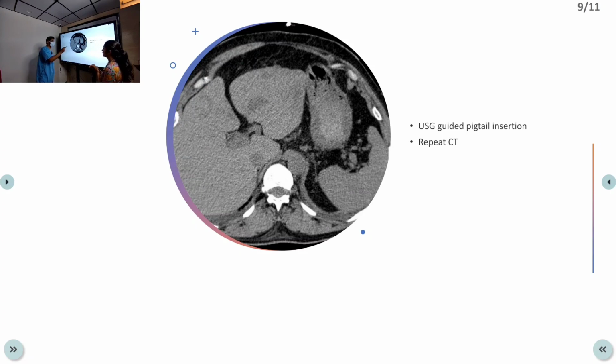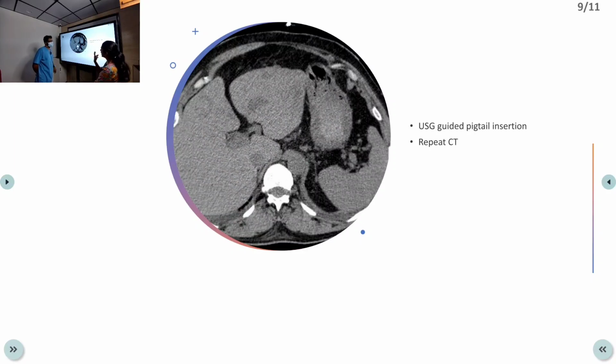So the pigtail insertion and drainage was done, and the collection was sent for culture also. The blood culture and the pus culture both came out as E. coli. Okay. And it was sensitive to meropenem. We had already started it, and we continued with the same antibiotic. His symptoms began to decrease, and his breathlessness and tachypnea reduced, and also the abdominal distension, discomfort and pain reduced. Okay.